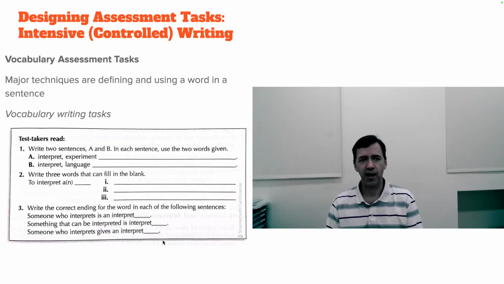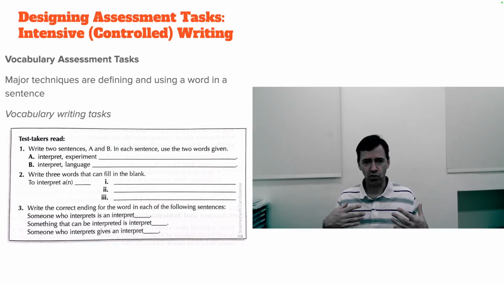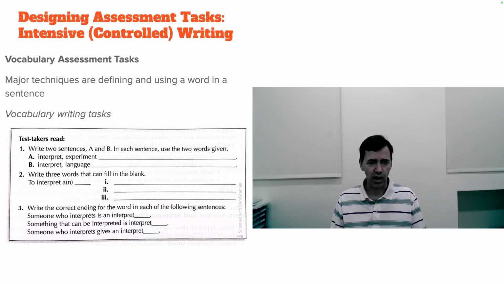Okay, then we have vocabulary assessment tasks. So this one, major techniques are defining and using a word in a sentence when we want to assess vocabulary. So 2 different ways to do it. So here are some examples that they provide for us. Number 1, write 2 sentences, A and B. In each sentence, use the 2 words given. Okay, so you have to put them together.